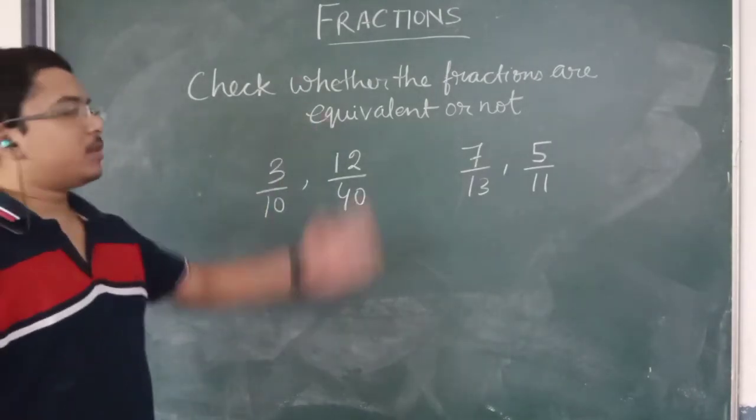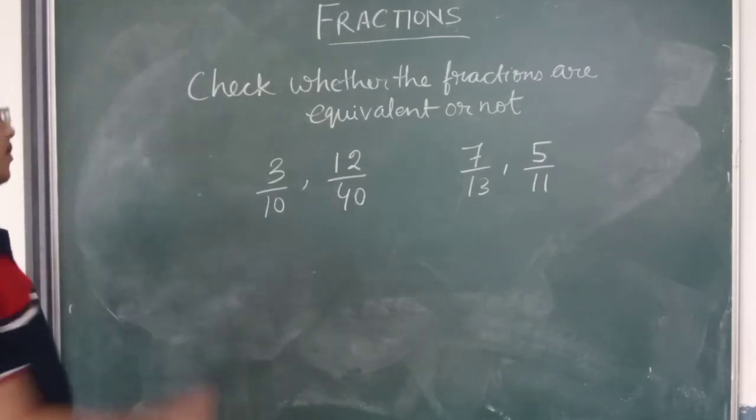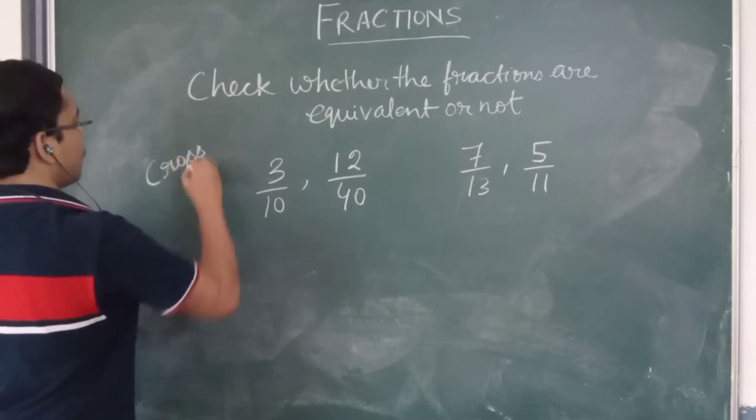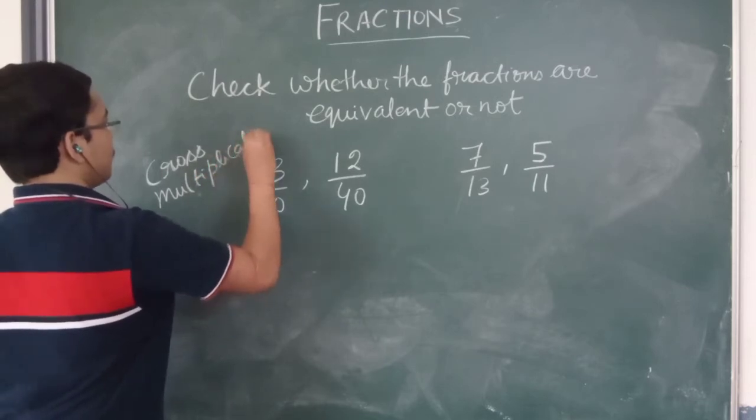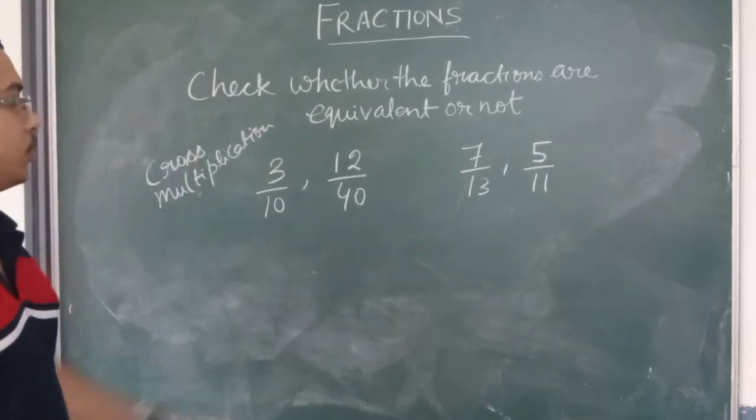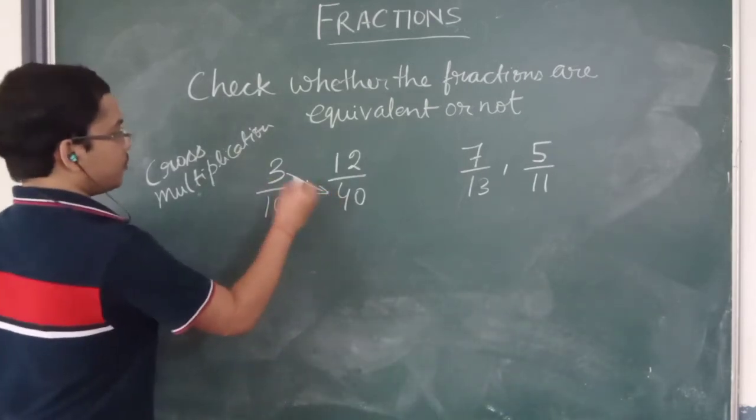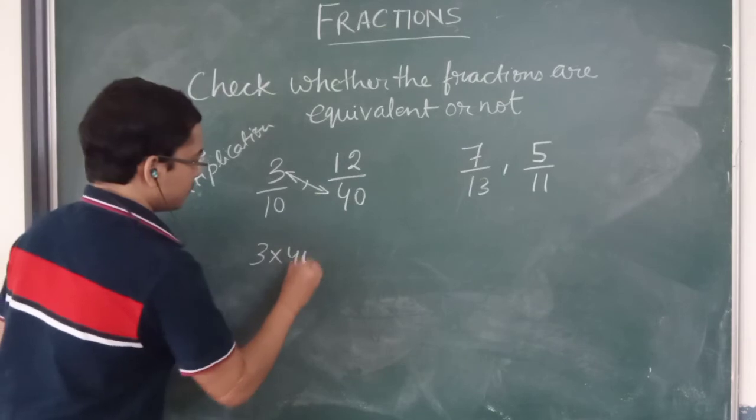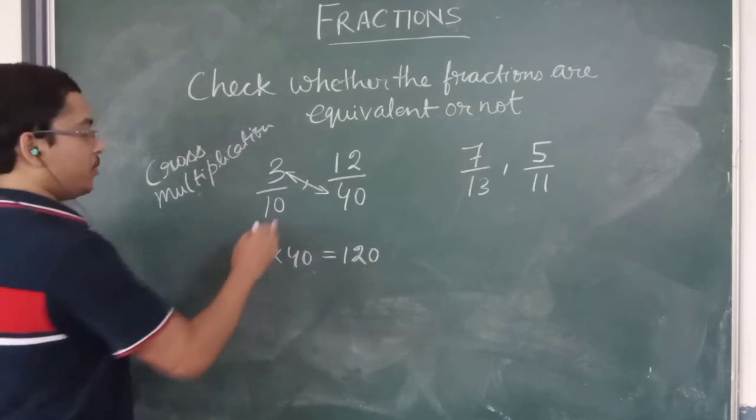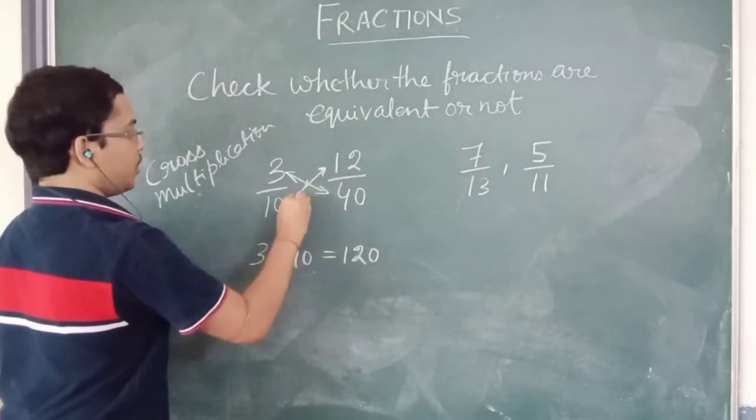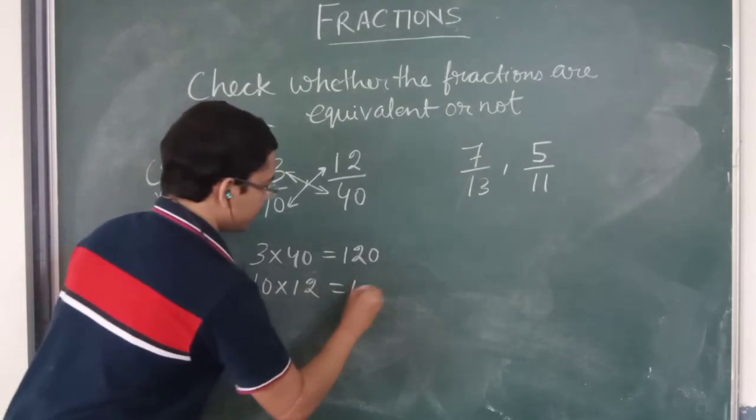Next, how to check whether a pair of fractions are equivalent or not. We will use the cross multiplication method. What we will do is multiply the numerator of the first into the denominator of the second. So we are going to multiply 3 into 40, and that comes out to be 120. And we are going to multiply the denominator of the first with the numerator of the second, cross way. That is 10 into 12. This is also coming to 120.